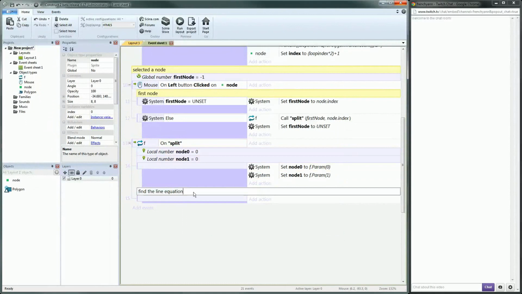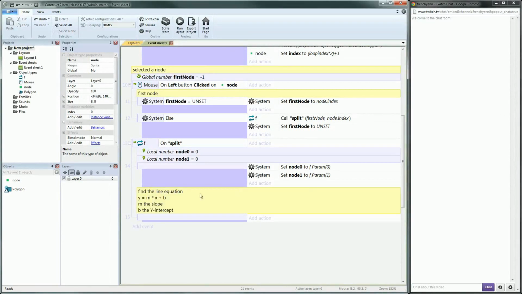Just for the sake of completeness, I will write this equation here, and I will name m the slope, and b the y-intercept. That's what they are called in this situation.